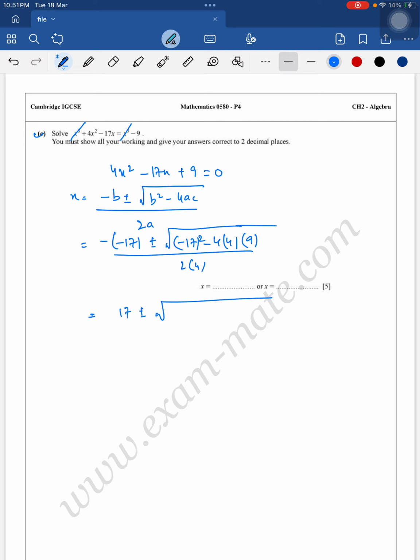Plus minus 17 square is 289. Four into 4 into 9.